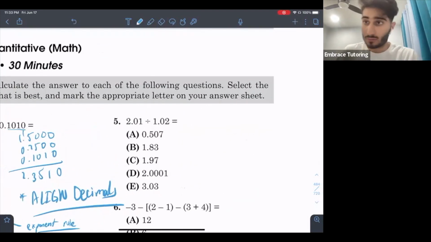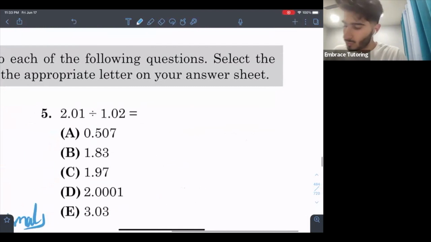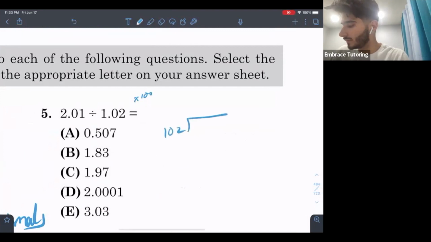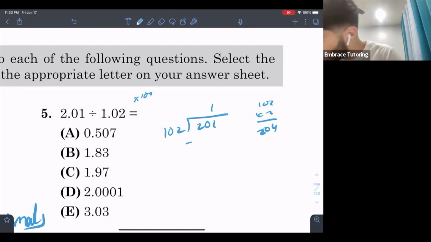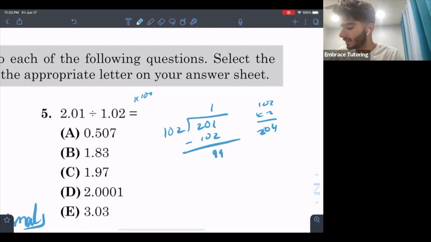Question 5 is another division problem. You have 2.01 divided by 1.02. You can do the same method, just multiply by 100 to get 201 divided by 102. 102 goes into it once, because 102 times 2 is 204, which is above, so it can't be 2. It has to be somewhere close to 2. So you do 1, you get 102, you get 99, and then put the 0, and you get the decimal point.